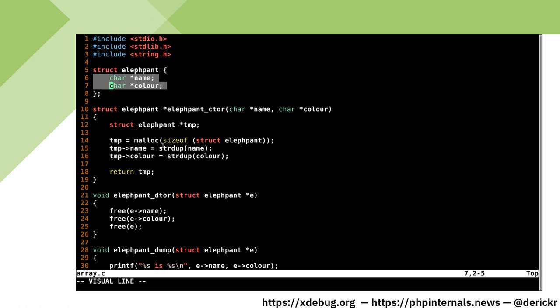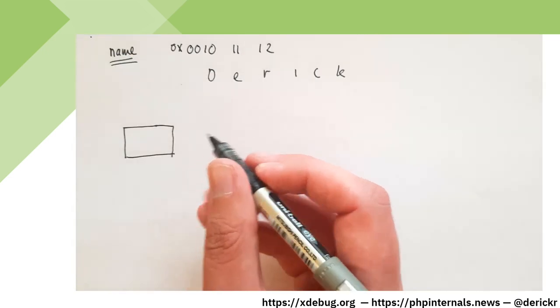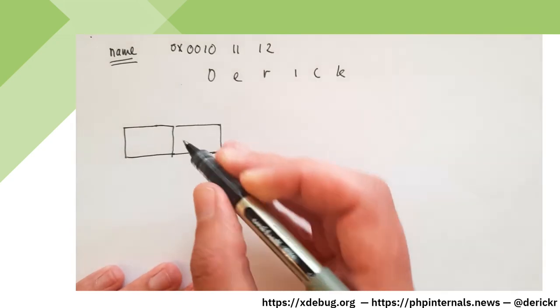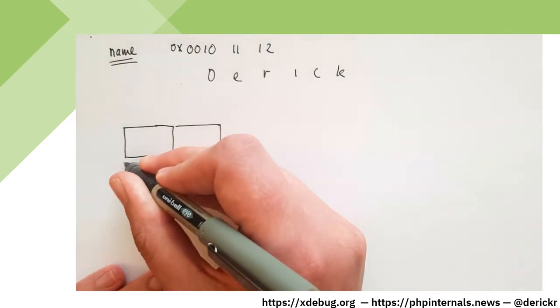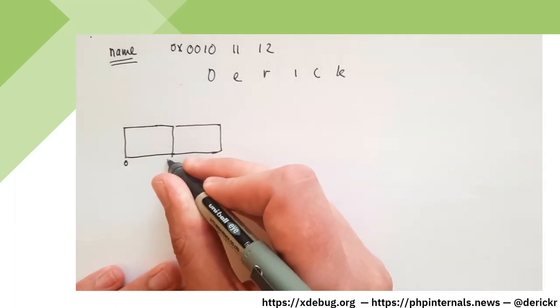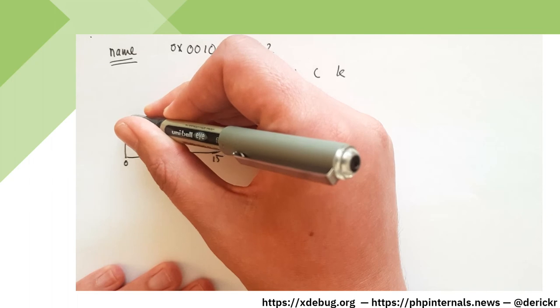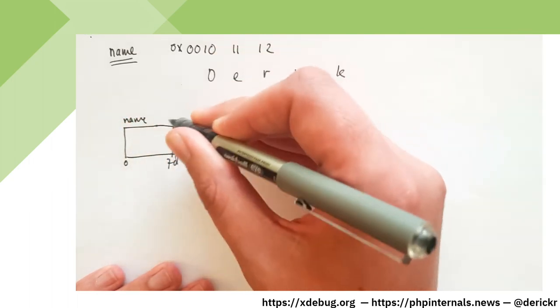And character pointers in this case are 8 bytes because I'm using a 64-bit machine. So we have name and color. So name takes up 8 bytes and color takes up 8 bytes. And my drawing is pretty horrible, but there we go. So this field is name. So this is byte 0, this is byte 7, and then 8 and 15. This is pointed to by name. And this is the color.